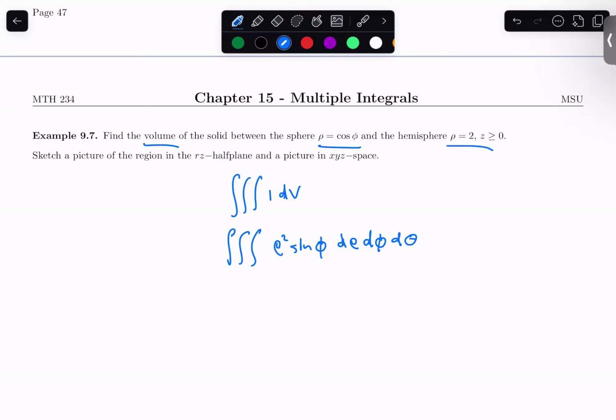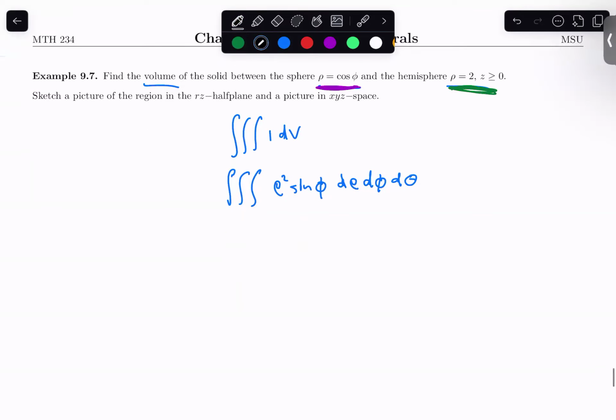The next step, the harder step, right, is figuring out all of the bounds. So now we really need to go in and start deciphering. It talks about a sphere, and then it talks about a hemisphere. To get practice, it has asked us in this case to sketch some pictures. So let's go ahead and do that.